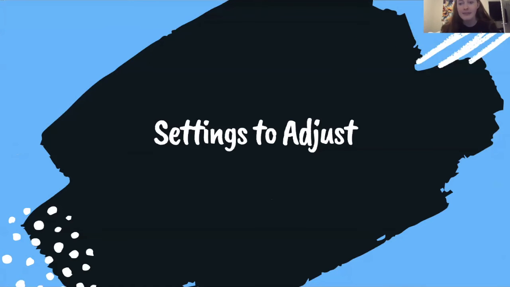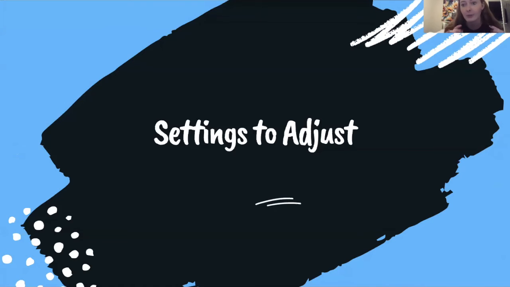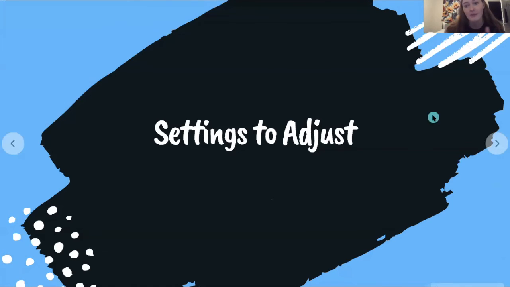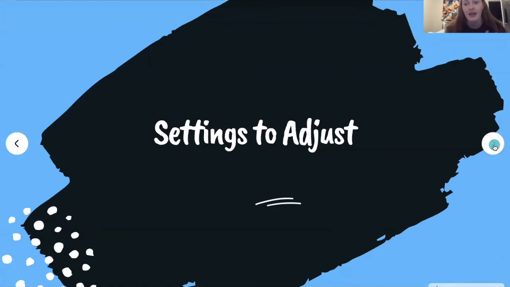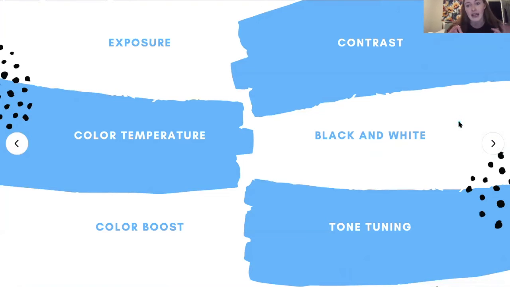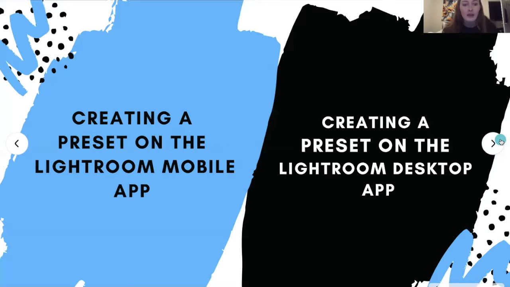So, some settings to adjust. This is what I will be going over next, and these are just some settings in Lightroom that are pretty helpful if you're trying to make your photo look a certain way. So you should definitely play around with these settings more than any of the other ones. If anything, just at least mess around with these settings when creating a preset. And those settings are exposure, contrast, color temperature, black and white, color boost, and tone tuning.